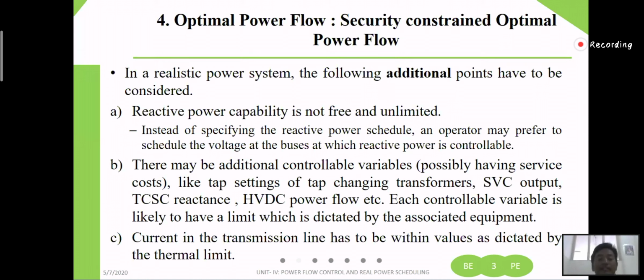Meaning, in a realistic power system, the following additional points have to be considered. That is, reactive power capability is not free and unlimited, which means we have to pay for it. When you pay, it will be charged, right? You will not get it free. Whatever you do, it will be charged. So I am giving an example, going a little bit away from the power system.